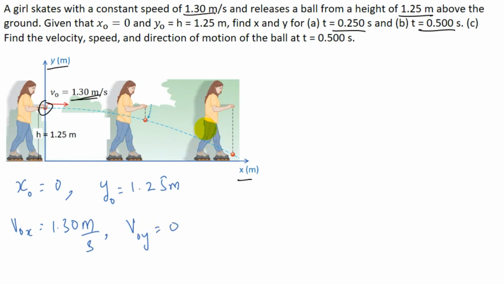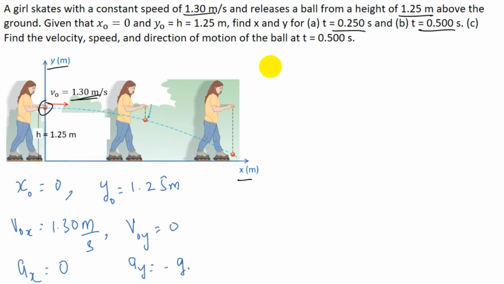Now the only acceleration on the ball is acceleration due to gravity, which is in the downward direction, so ay will be equal to minus g, and there is no acceleration of the ball in the horizontal direction, so ax will be equal to 0. Now to find the x and y values at this time, I'm going to use the fundamental equation, which is position as a function of time in the x and y directions respectively.